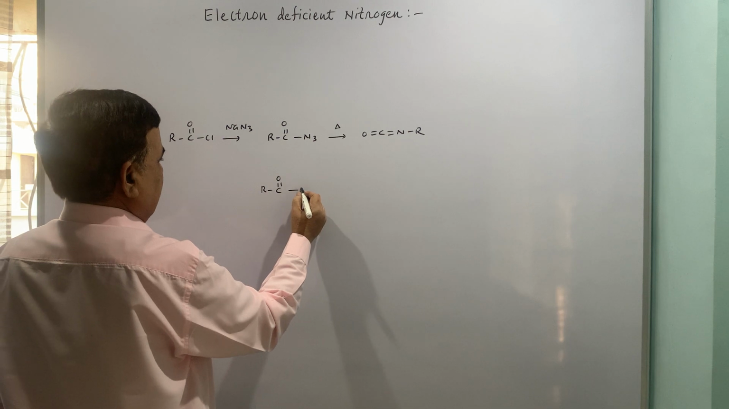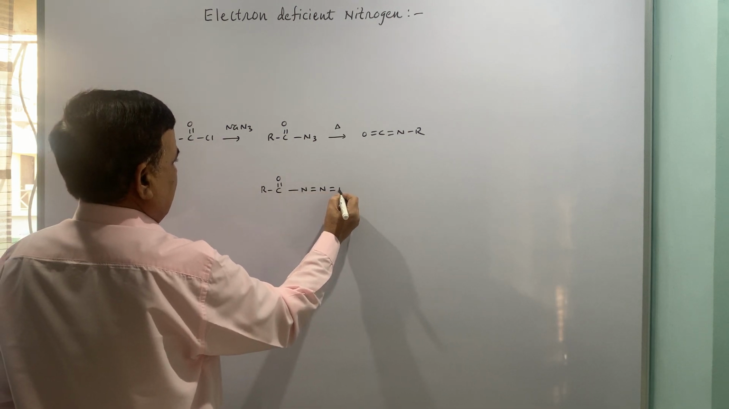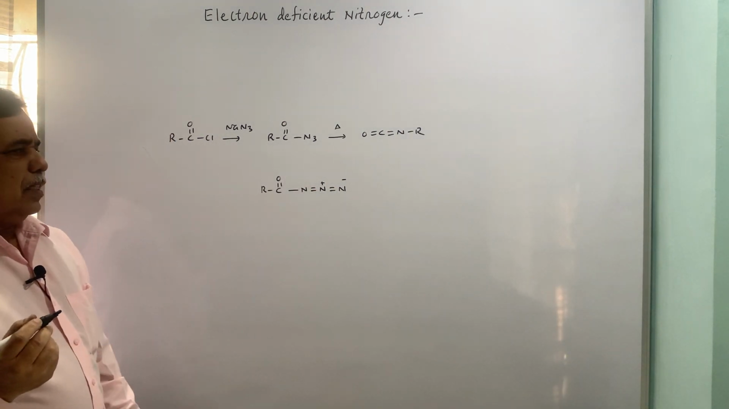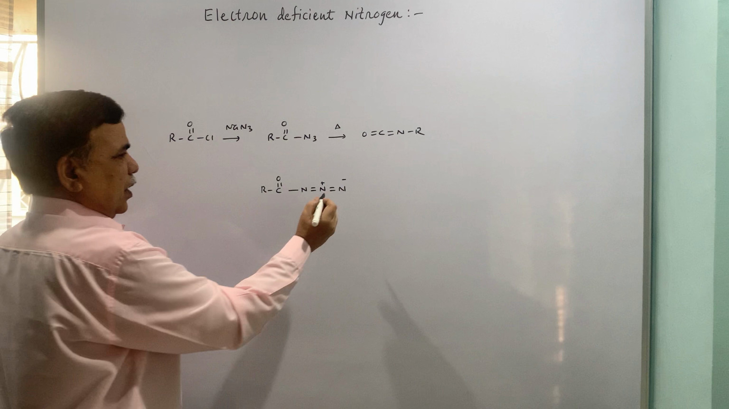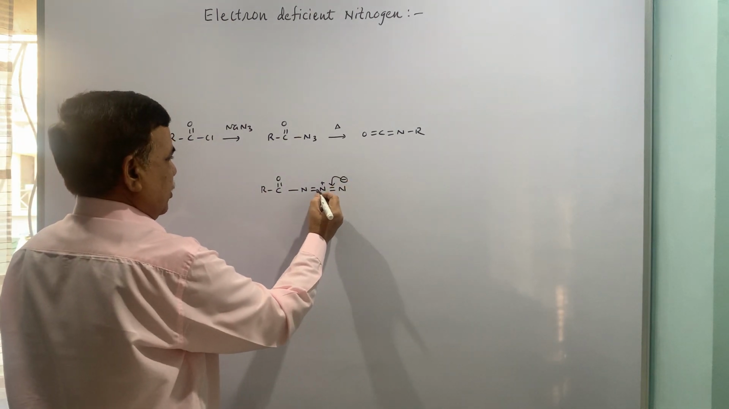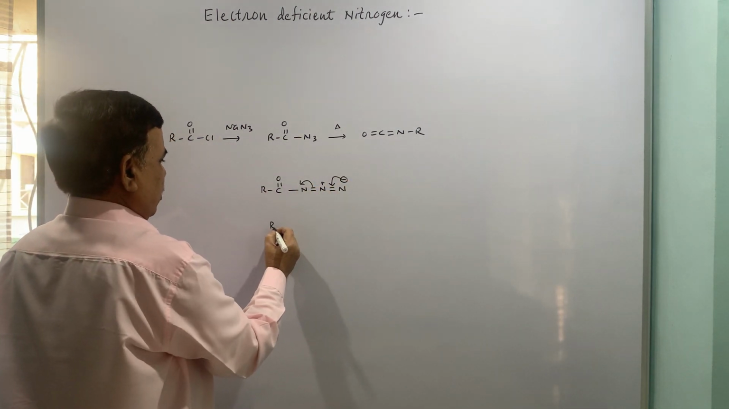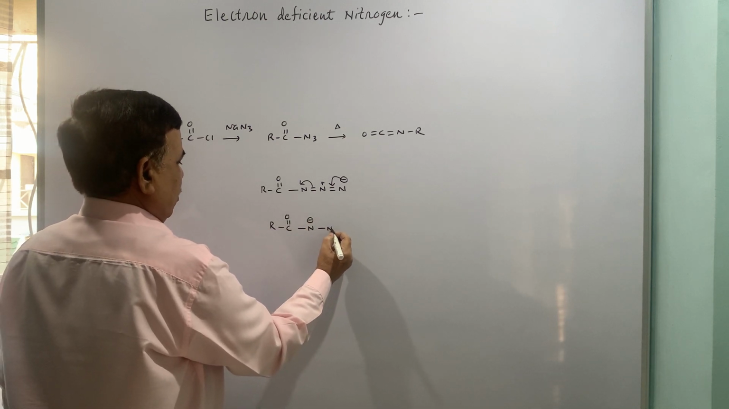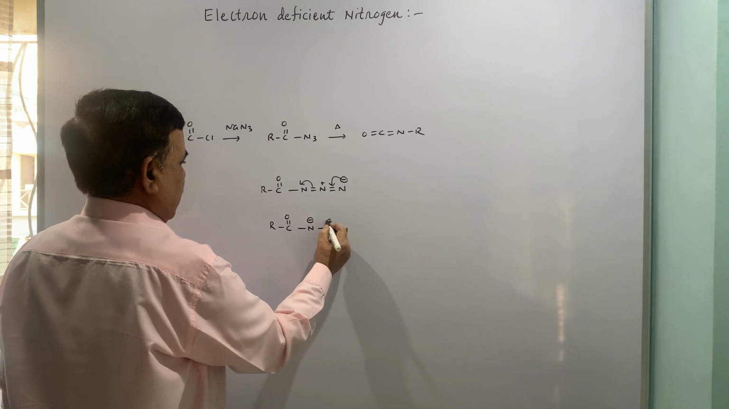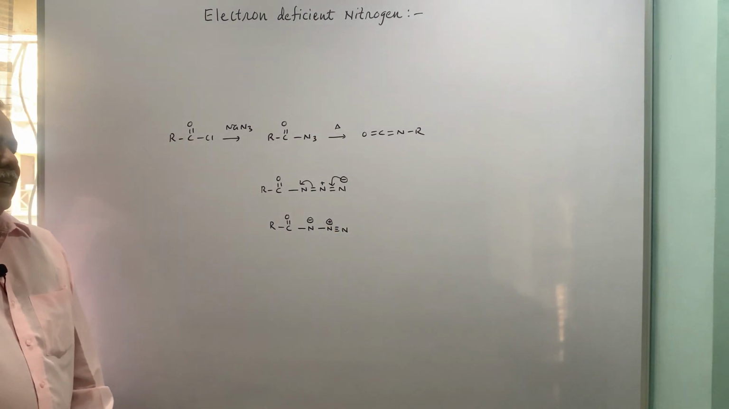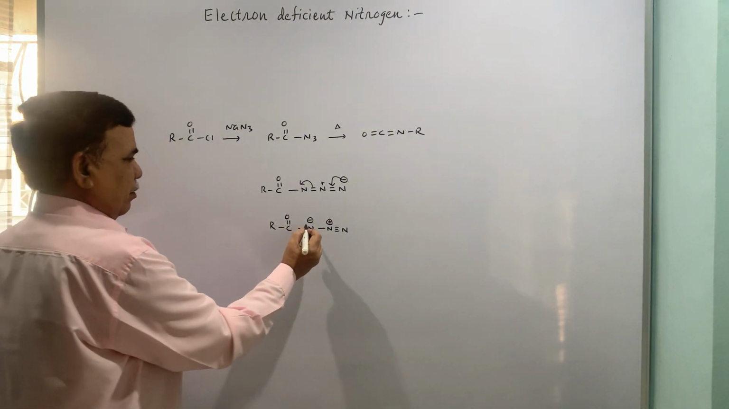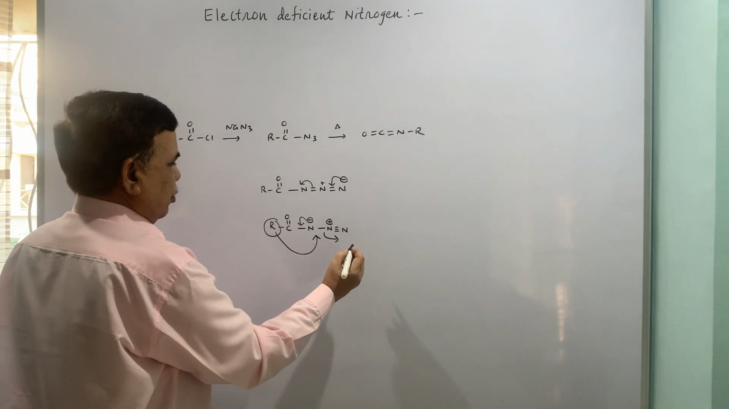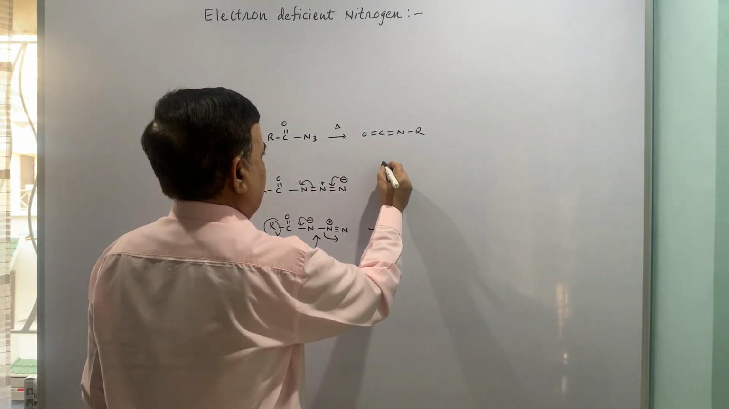RCON3 can be written like this. So this is minus, this is plus. This is with 3 valency, that is normal. So what happens is this comes here, this group, this electron goes on this nitrogen, and now you have got a nitrogen with negative charge and a better leaving group attached to it. When this comes back, this R comes here, this nitrogen goes off, and ultimately you get this.